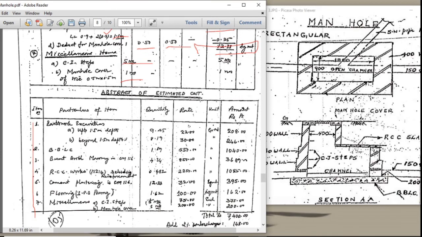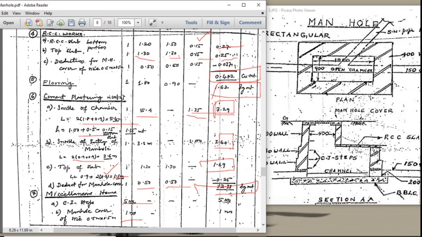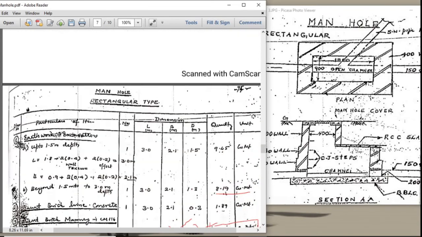So 7 items of work. Same as what you wrote in the particular item, take the net quantity which has been calculated under that particular item of work. Multiply the local SR rate, its unit, with the quantity to get the amount. Then for the total amount add 5%, 2% for work charge and 3% for contingencies, to get the grand total in rupees. This was about the manhole problem for the rectangular one.